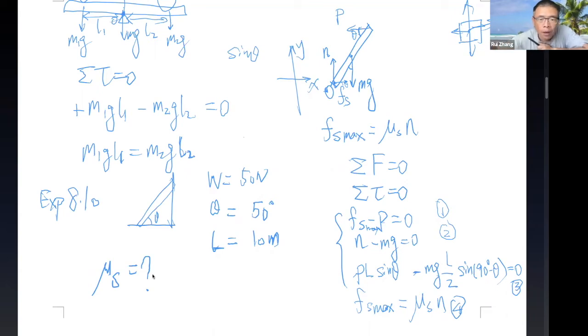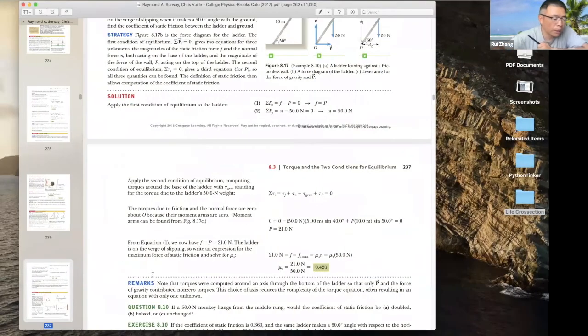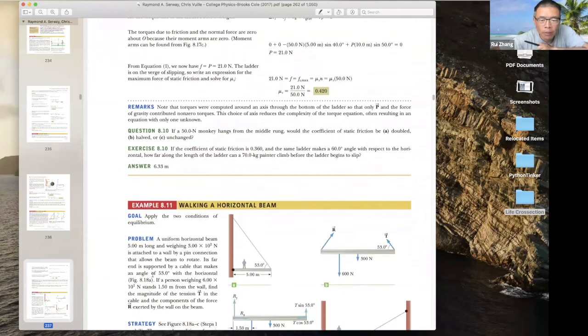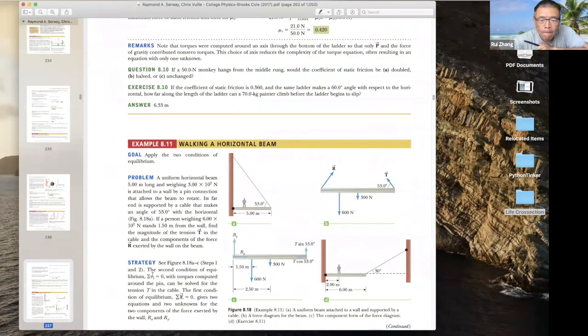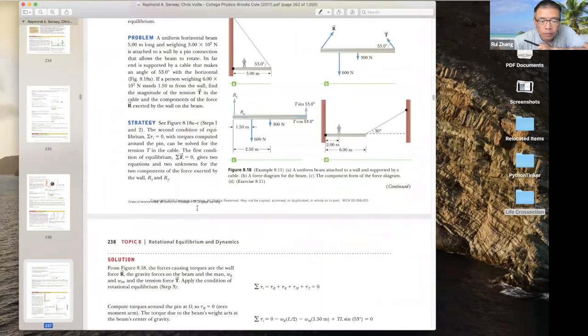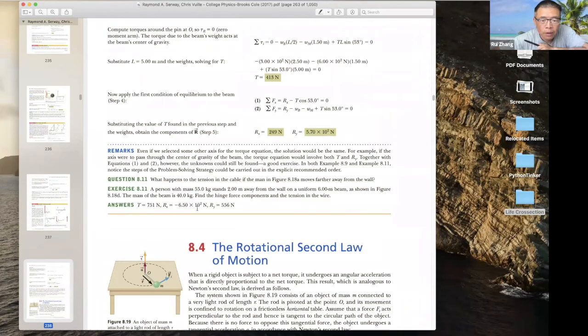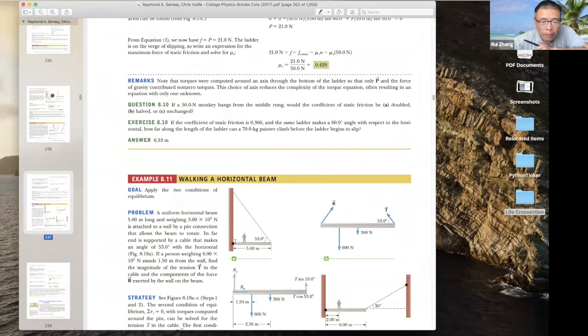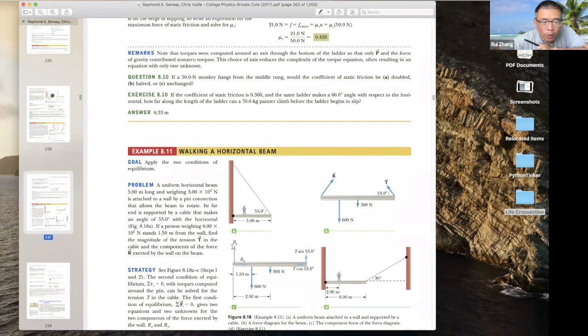So let me see whether we can do another problem. Let me quickly do another problem, then we'll do an exercise, okay? Let me see. I want to do this one here, okay? On the beam, there's a person on the beam. But let's see, maybe we don't need to do the whole thing.